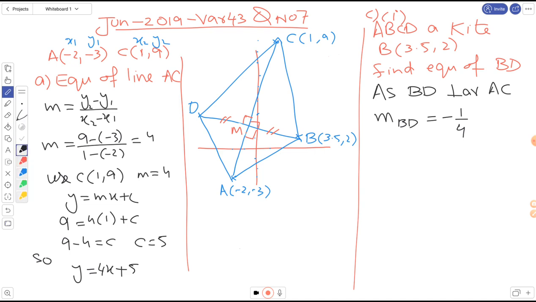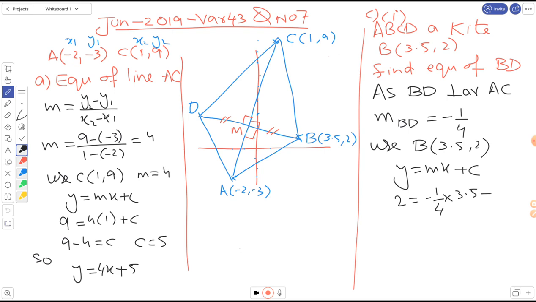Now I use a point on the line BD. We have only one point given, that is B, so I will use B only. I'm writing here, use B coordinate, that is 3.5, 2. So the formula is y equals mx plus c. y is 2, so I'm putting 2. m is -1 by 4, and x is 3.5, plus c.